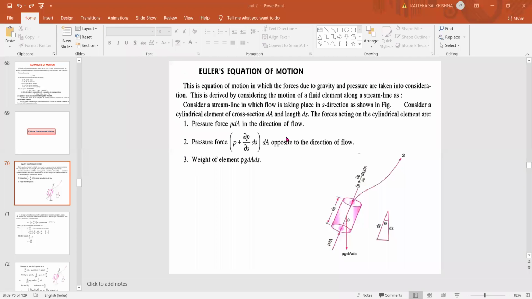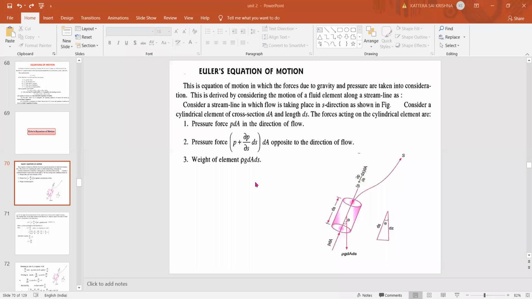Now we have the effect of two forces on this element. Actually only one is the pressure force, with two components: one along the direction of flow and one in the opposite direction. These two come under the pressure force. One more force acts here, due to gravitation, that is weight. The weight of this element always acts downwards. So the weight is equal to this. How did we get this weight?